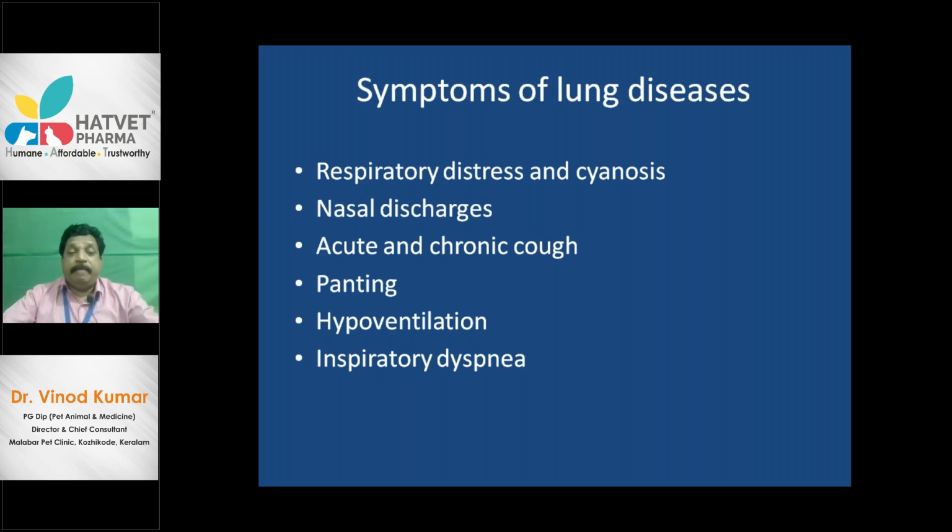This is inspiratory dyspnea, where there is narrowing of the aperture of the larynx. Inspiratory dyspnea occurs when there is narrowing of the upper airway tract. Suppose there is a laryngeal paralysis, so the lumen closes and there will be inspiratory dyspnea.